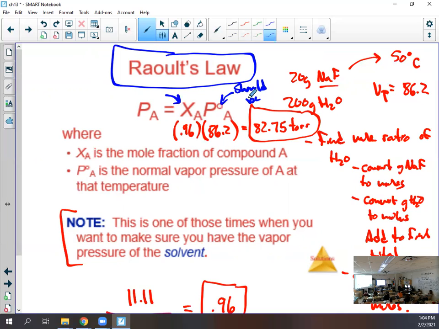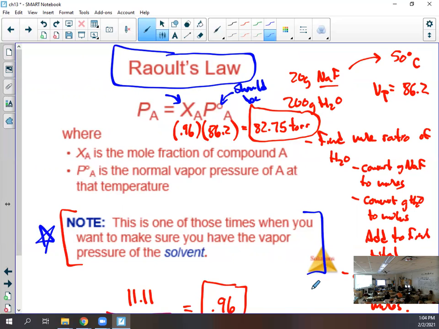All right, so this is what it should be. This is what it will actually be based on this. All right, now this is really important right here. So we'll get there, but that is definitely really important. You know, XA is the mole fraction of compound A. All right, P naught of A is the normal vapor pressure of A at that temperature. So this is really, really important.